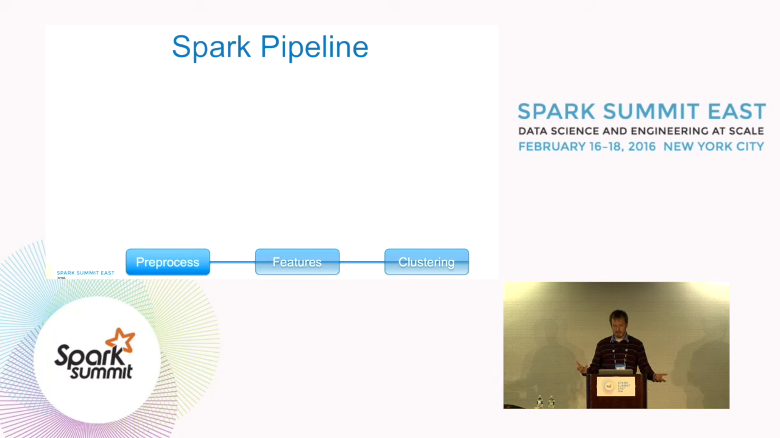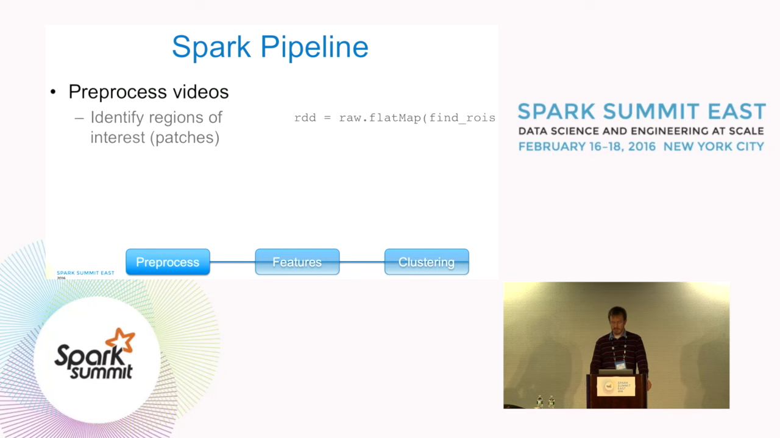And now to quickly go over, so this is then where Spark comes into play. The general pipeline consists of 3 steps. First, we want to pre-process the videos, and that involves identifying regions of interest. For each video, which is our raw data, we are doing a flat map to find regions of interest.